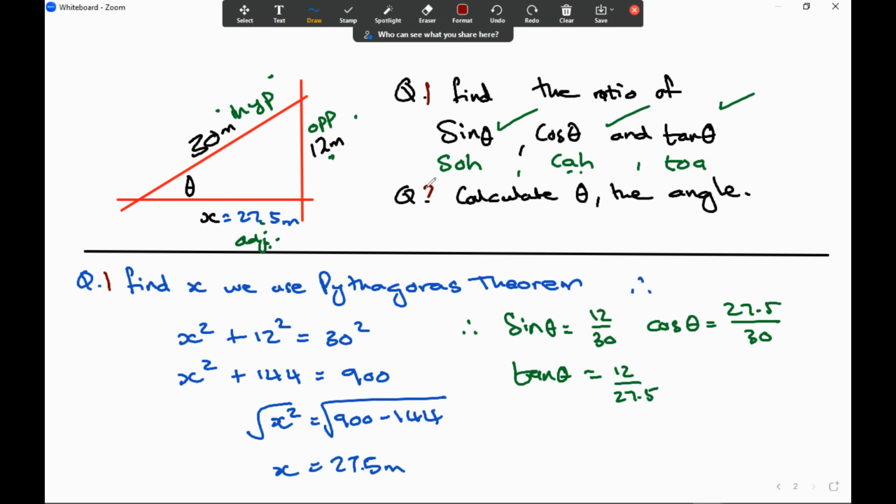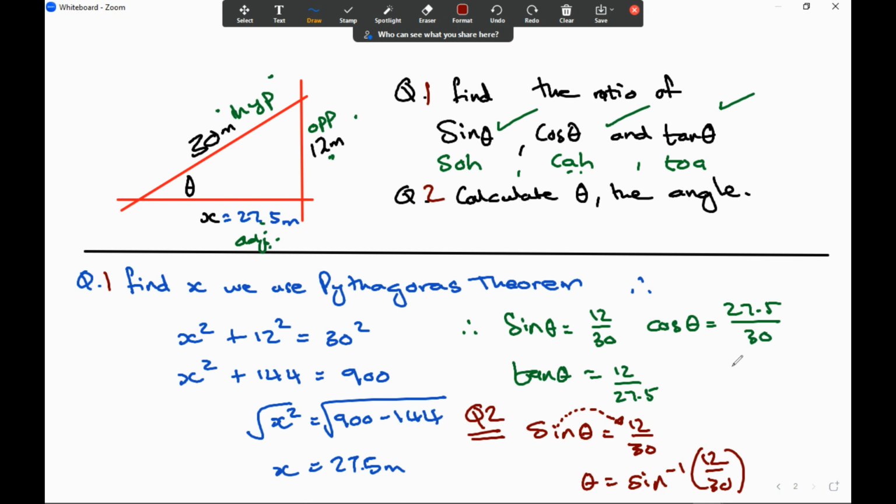So the next question now, question number 2, says calculate theta, the angle. To calculate the angle, we can use any one of those. We can use sine, we can use cosine, or we can use tangent. If I use sine, which is equal to, let's say, 12 over 30, it'll give me the same answer as cos. All I have to do is move the sine across to the other side, and on my calculator, press shift first, then sine, 12 over 30. So shift sine, fraction button, 12 over 30 will come to 23.6 degrees.